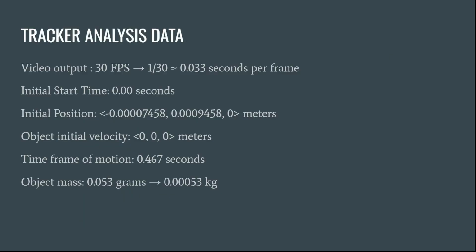Here's some data that was gathered from the tracker model. The video was shot in 30 FPS, so we have our time set per frame as 1/30 or 0.033 seconds per frame. The initial time, position, and velocity have been set to approximately 0 to simulate the object's start at rest. Time of the motion was about 0.467 seconds, and the mass of the cotton ball was weighed at 0.53 grams or 0.00053 kilograms for SI units.